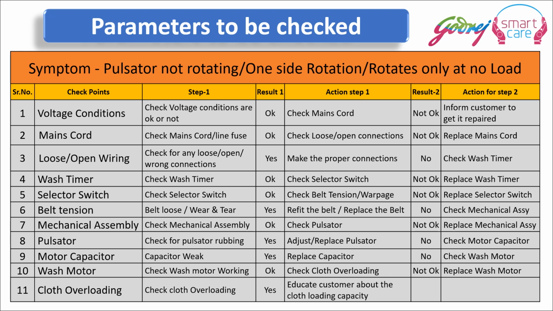Then you check the wash motor. Check the wash motor working. In case it is not working properly, we have to replace it. Then we check the cloth overloading. In case the customer is overloading the cloth, we have to educate the customer about the cloth loading capacity.